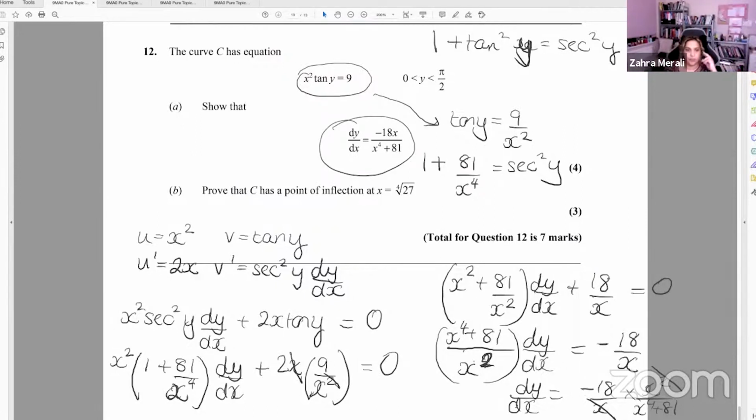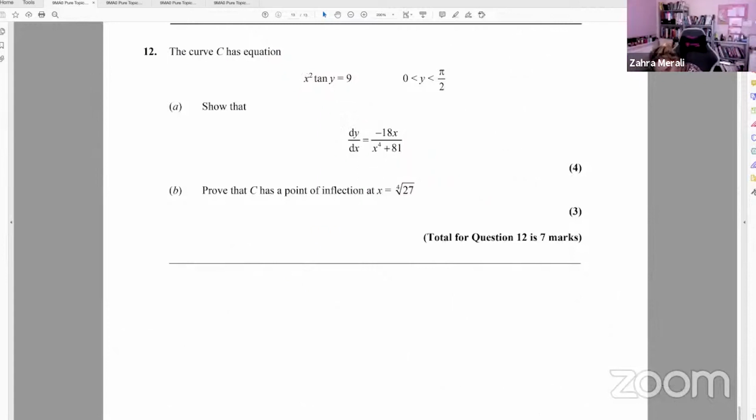All right, part B, prove that C has a point of inflection at x equals the 4th root of 27. So remember, a point of inflection is when the second differential equals 0, and then either before and after, the sign changes. But the main marks here are for differentiating again. So we're going to use the quotient rule.